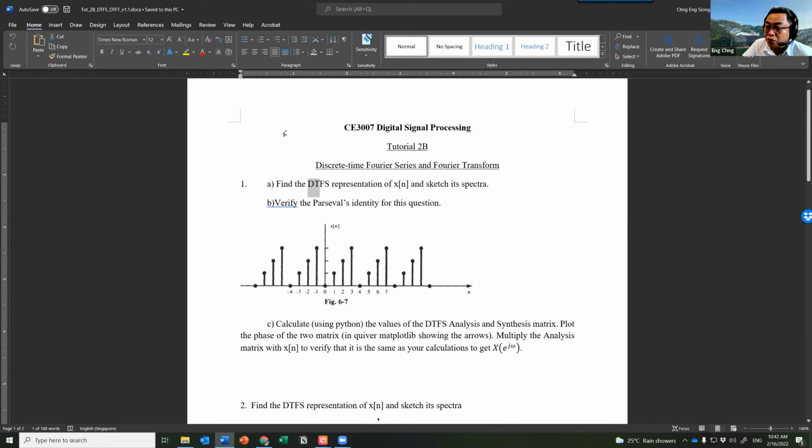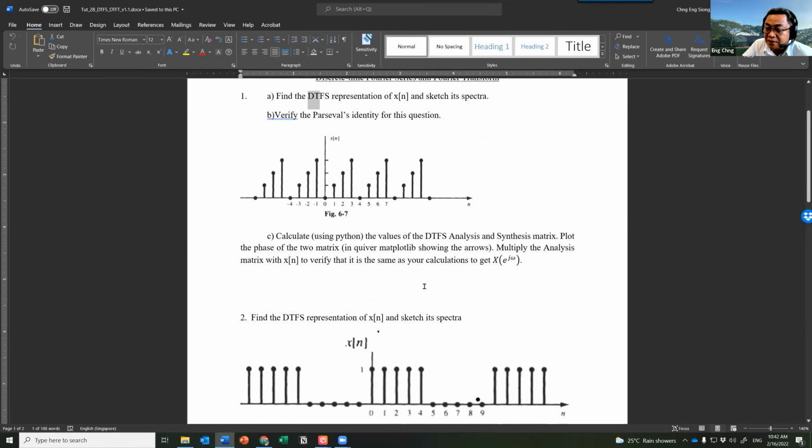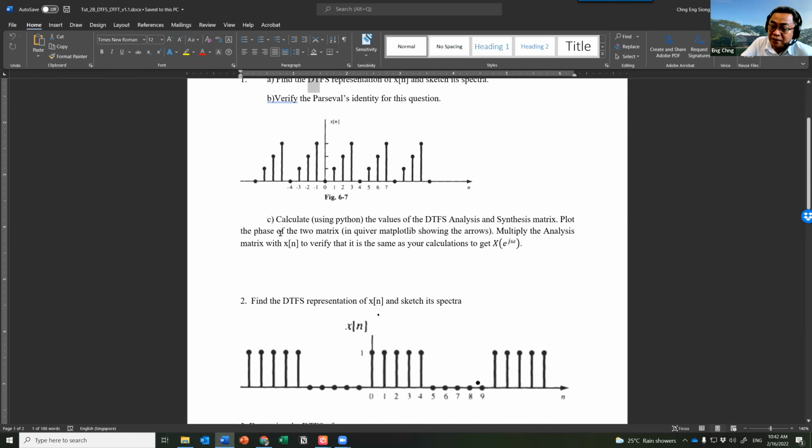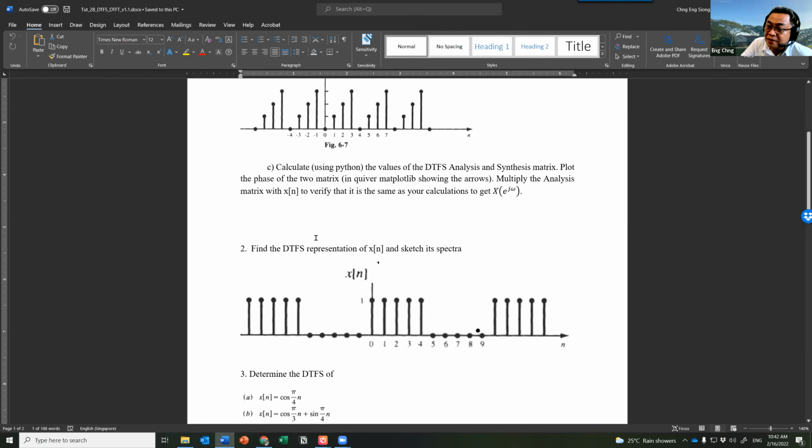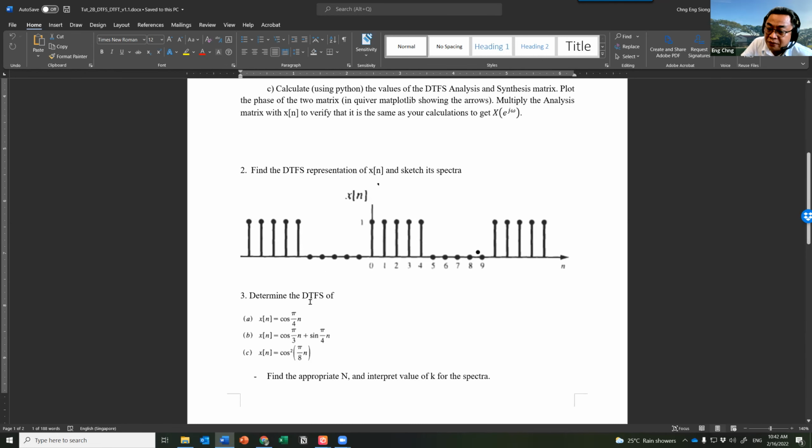So you should do at least question 1 and get all these things up. Question 2 is again very simple. It's just a different version of question 1. We just change the waveform and you're again asked to find the DTFS because this signal is again periodic. Then again, we're asking you to find the DTFS of this signal, some cosine wave and another. So again, this is periodic. That's why we are doing DTFS.